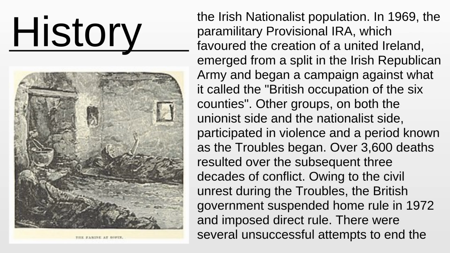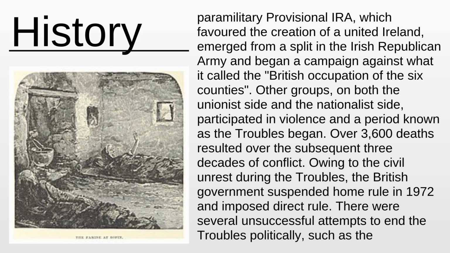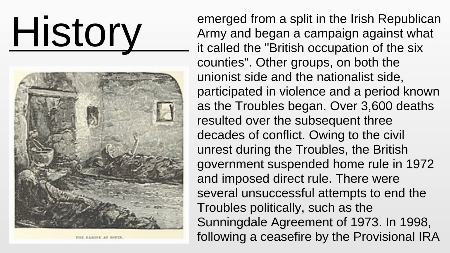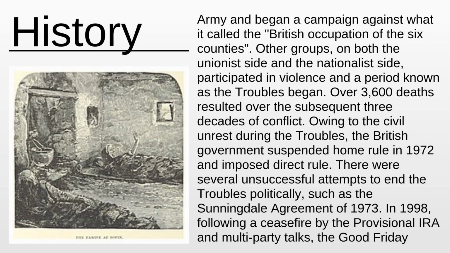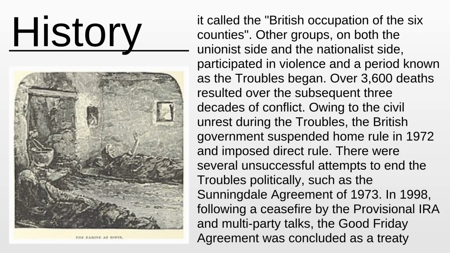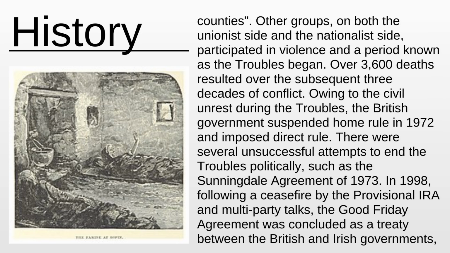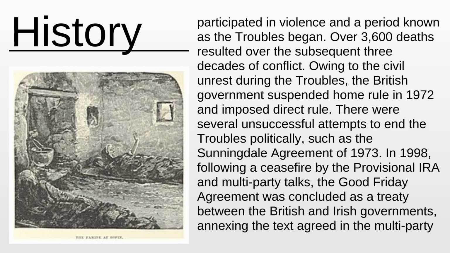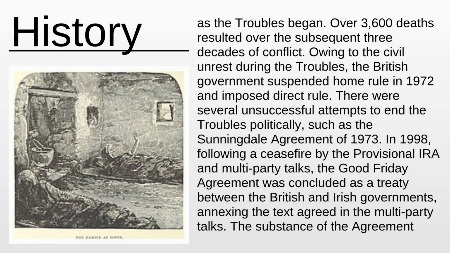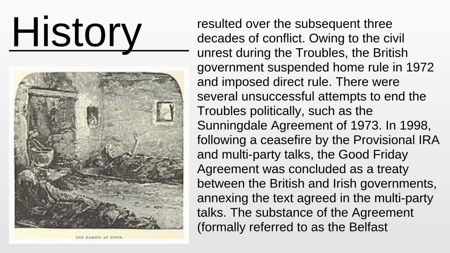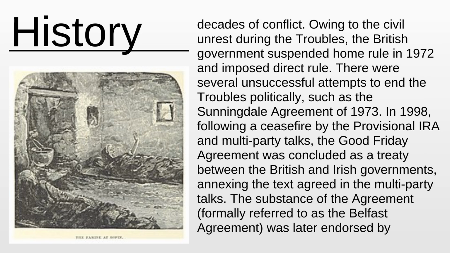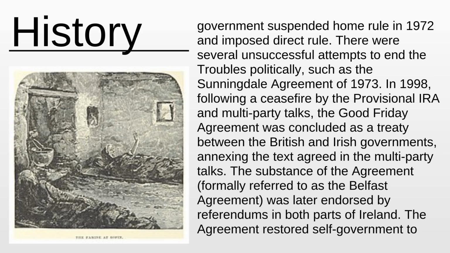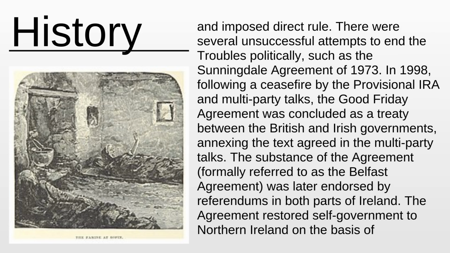In 1969, the paramilitary Provisional IRA, which favoured the creation of a united Ireland, emerged from a split in the Irish Republican Army and began a campaign against what it called the British occupation of the 6 counties. Other groups, on both the Unionist side and the Nationalist side, participated in violence and a period known as the Troubles began. Over 3,600 deaths resulted over the subsequent 3 decades of conflict. Owing to the civil unrest during the Troubles, the British government suspended Home Rule in 1972 and imposed direct rule.